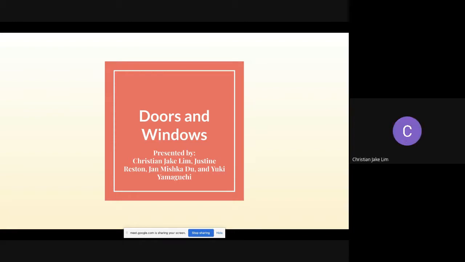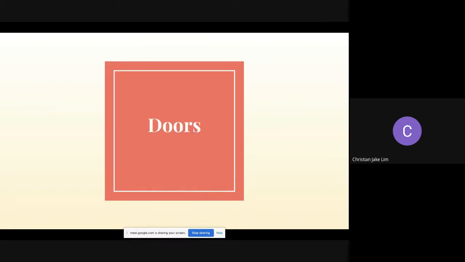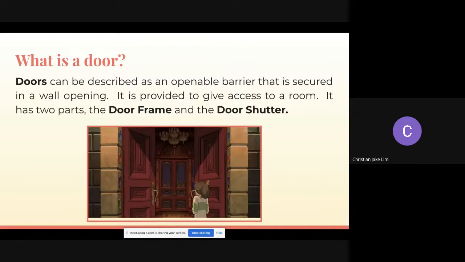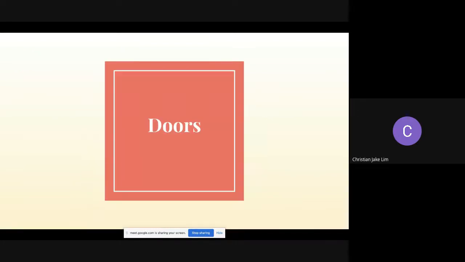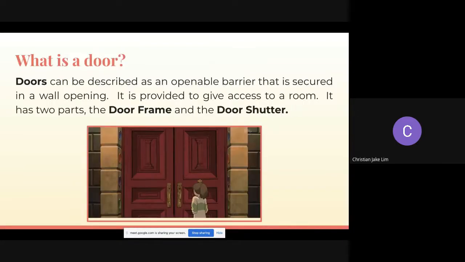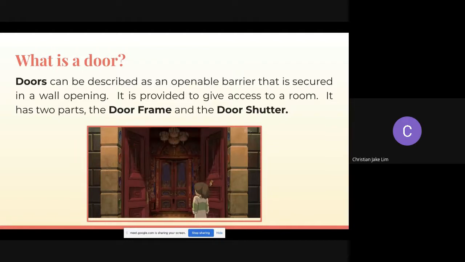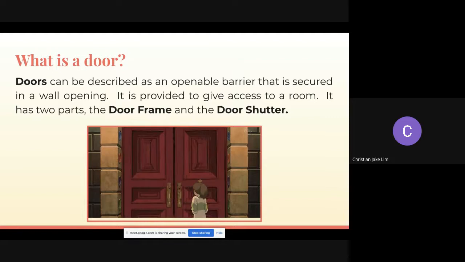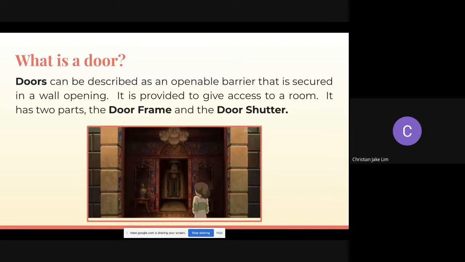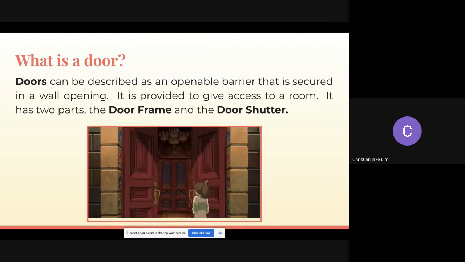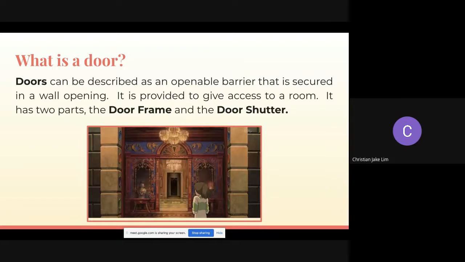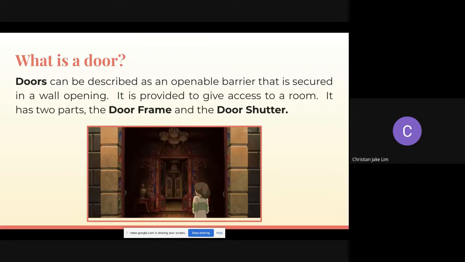So good day, everyone. Today we will be talking about doors and windows. Before that, let's talk about doors. Next slide. So I think we all know what doors are. Doors can be described as an openable barrier that is secured in a wall opening. It is provided to give access to a room. It has two parts, the door frame and the door shutter.